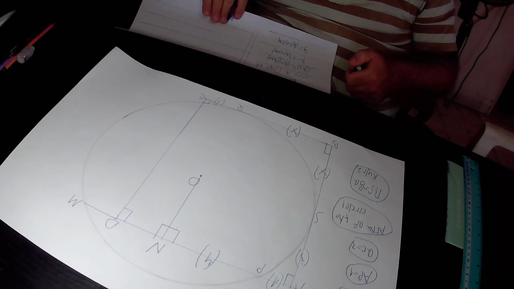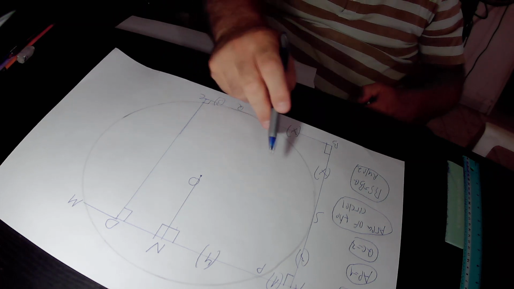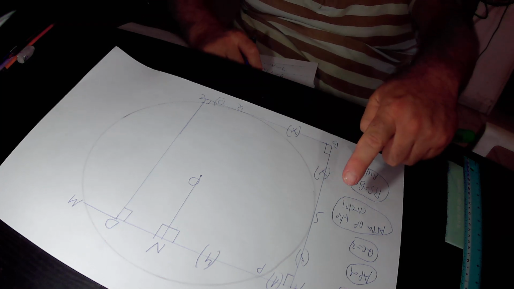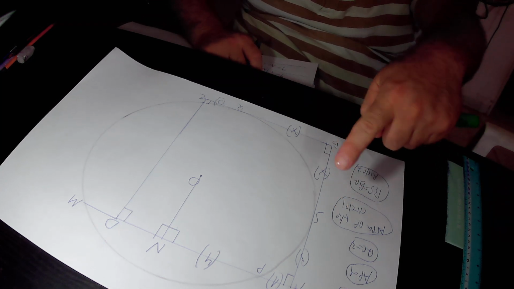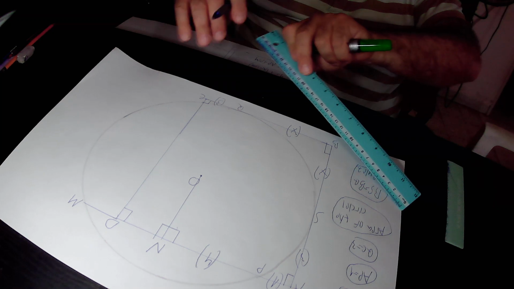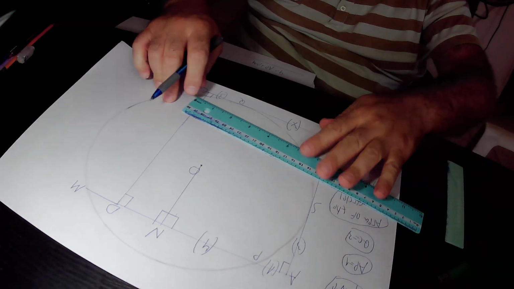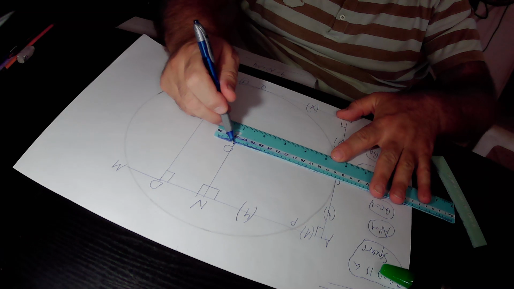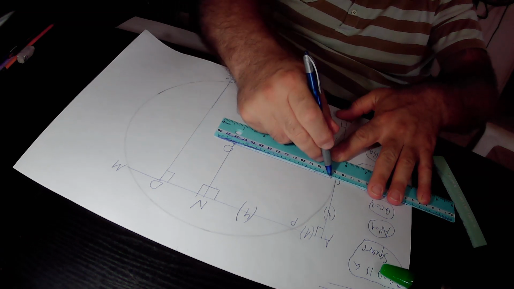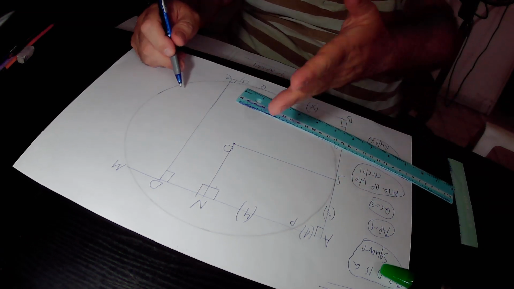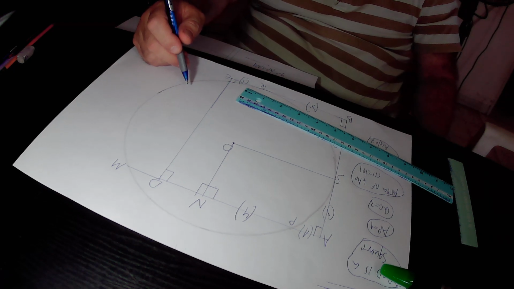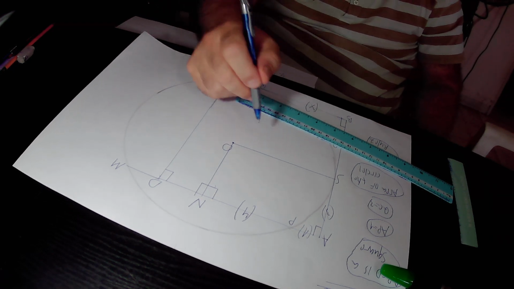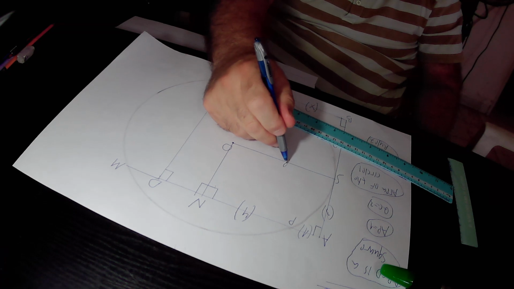In the next step, we will join points O and S together by a line. Point S is the point of tangency of tangent AB with this circle. Line segment OS is of course the radius of this circle. So I write it down. This is line segment OS, that is the radius of this circle.